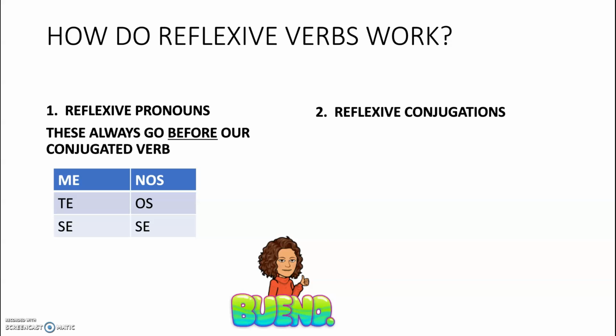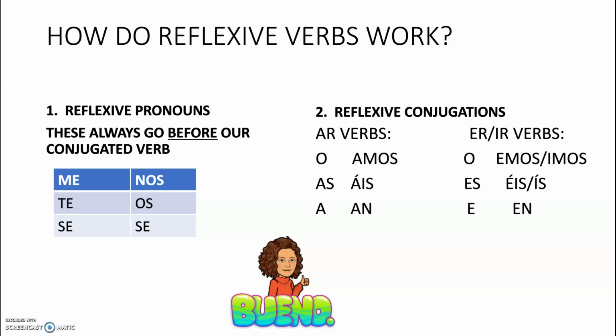Our reflexive pronouns are me for I do something to myself, te, you do something to yourself, se, he or she or usted, you formal, do something to yourself. Nos we use for we do something to ourselves. Os is y'all do something to yourself. And then our second se is they do something to themselves, or ustedes do something to themselves.